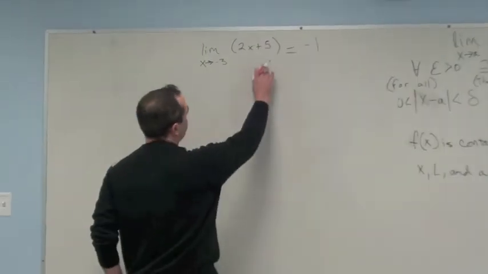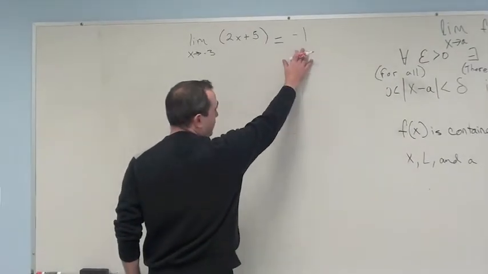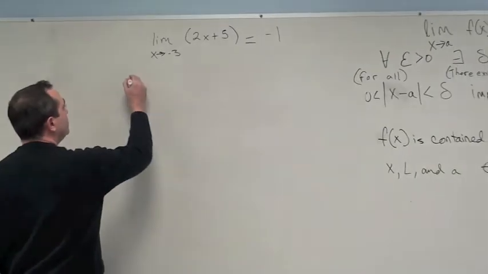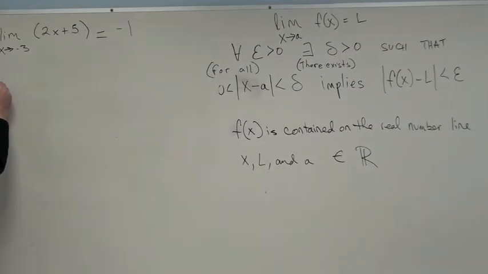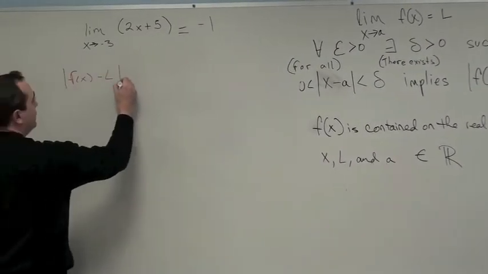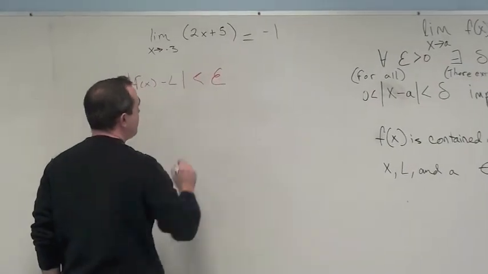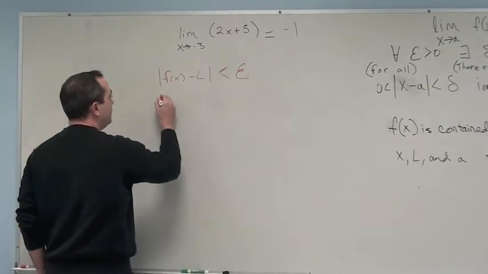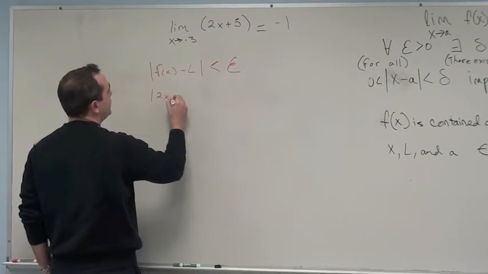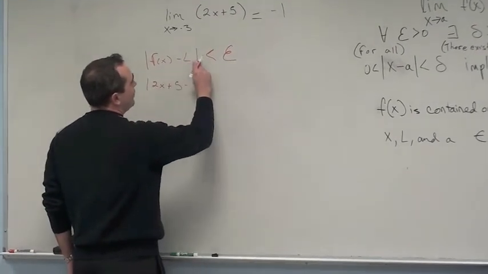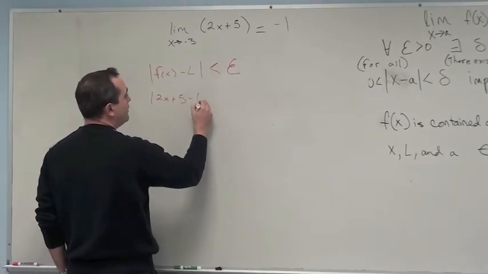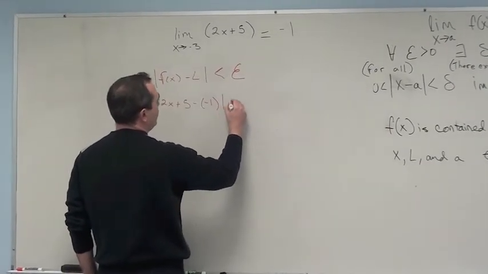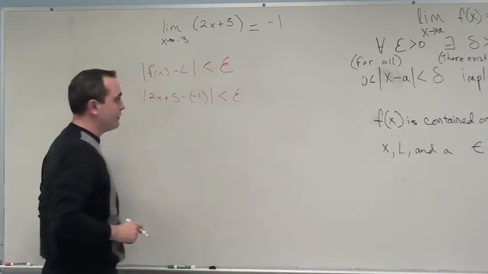Okay, so in this case, this is our function, and this is our limit, and we're just going to start from the end over there. So here we get |f(x) - L| < ε. Okay, and what we're going to do is now plug in what we have. So here's our function, which is 2x plus 5 minus our limit, which is -1. And we know that all of this is less than epsilon.